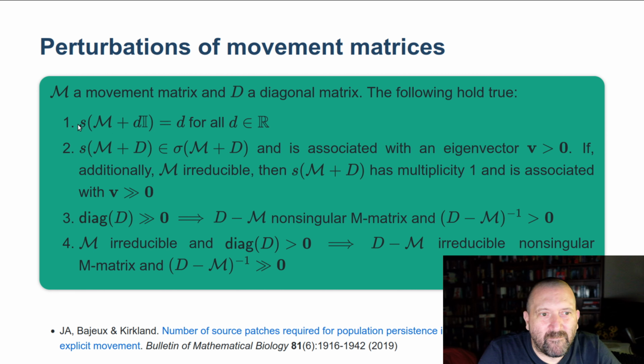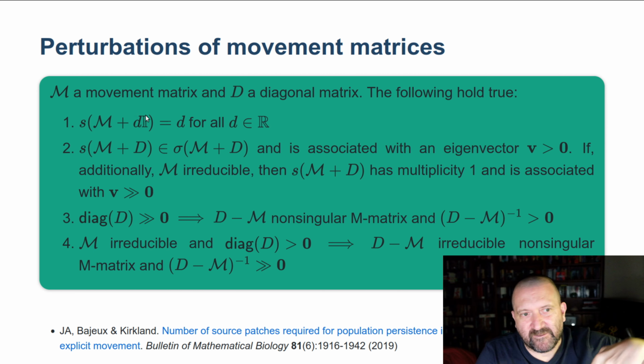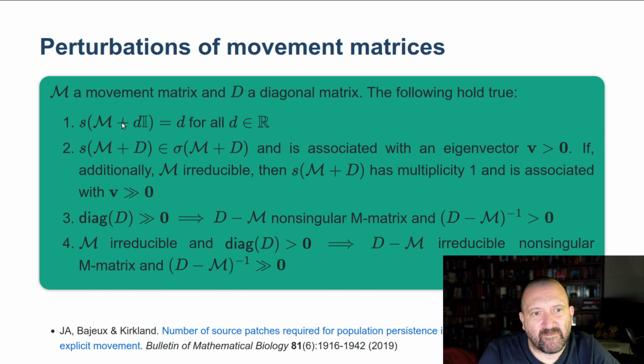The spectral abscissa of this new matrix where I'm perturbing the diagonal, because d times the identity is just adding d to the diagonal of M.